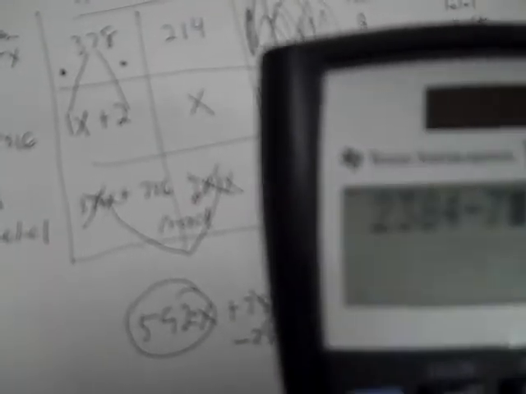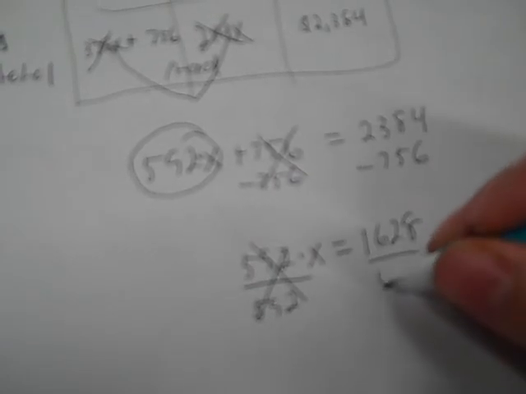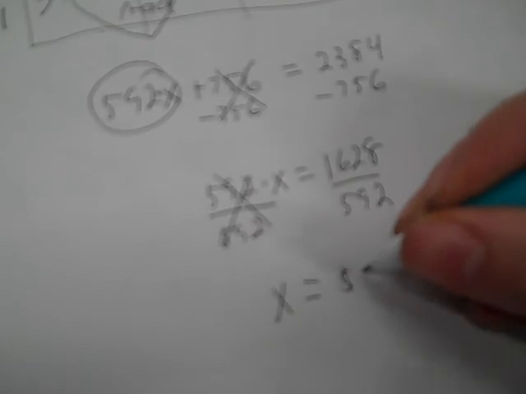And 592x. 2384 minus 756 is 1628. And then I divide by the 592. So 1628 divided by 592 is $2.75.